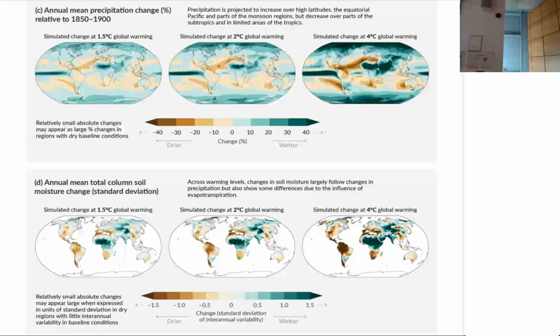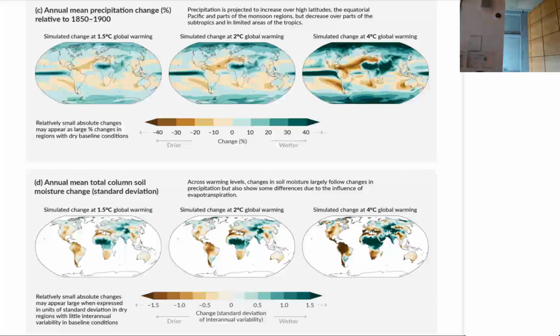So brown means drying, blue means wettening. 1.5 degrees, 2 degrees, 4 degrees, you see very profound patterns of change. Some places get wetter, some places get drier. The Mediterranean particularly would see a lot of drying. The fact that it dries over the ocean is of course of no consequence to us, but of course there's a lot of agriculture and a lot of people here. And in other places you see things getting substantially wetter.